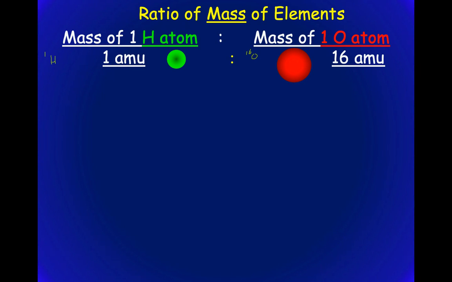Now, the mass of 1 oxygen atom would be 16 AMU, and again, because the atomic number is 8, you have 8 protons, 8 neutrons, and that's where we get the 16. Again, just going back a little bit, one of these weighs 1, one of these weighs 16. So it's almost like the comparison of a softball versus a bowling ball, 1 of each.